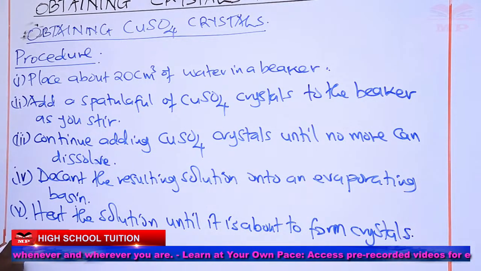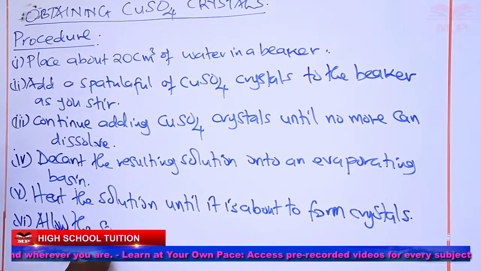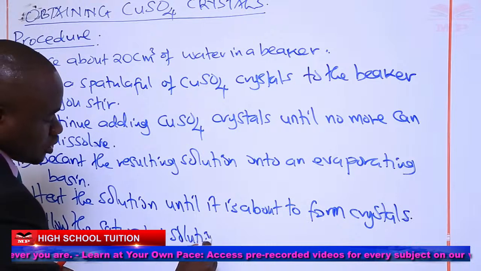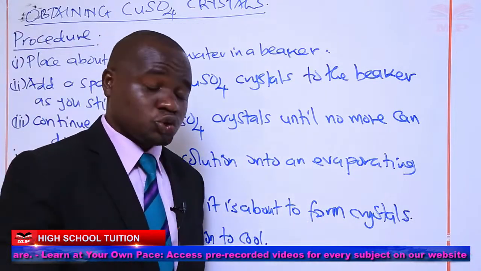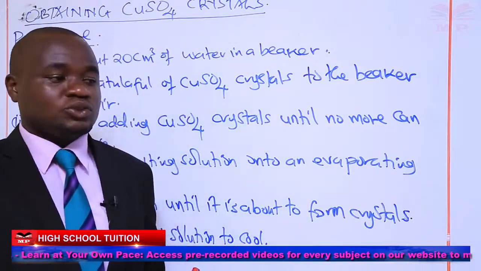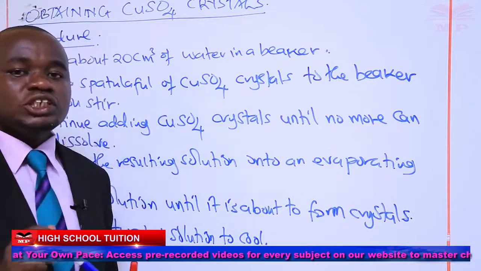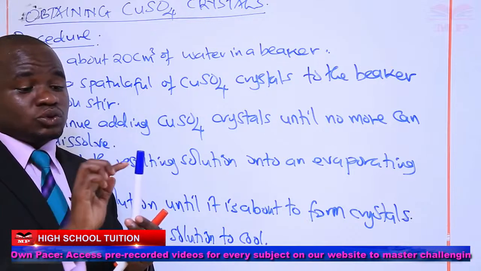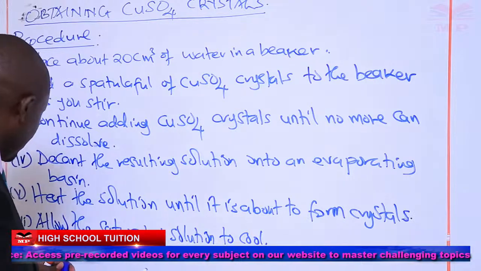So that brings us to the next point in our procedure. You allow the saturated solution to cool. We have said you are allowing it to cool after confirming that it is ready to form crystals. And we have said, how do you tell that it is ready to form crystals? By dipping a glass rod into that solution and holding it in the air. Once the glass rod has cooled, you'll be able to see crystals on the glass rod, and for that case, you'll now stop heating.